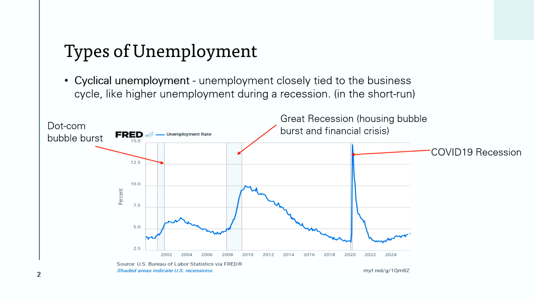You can see this clearly in the graph below. Highlighted areas indicate the US recessions. During events like the dot-com bubble burst, the Great Recession of 2008, and the COVID-19 pandemic, there are spikes in unemployment rates.